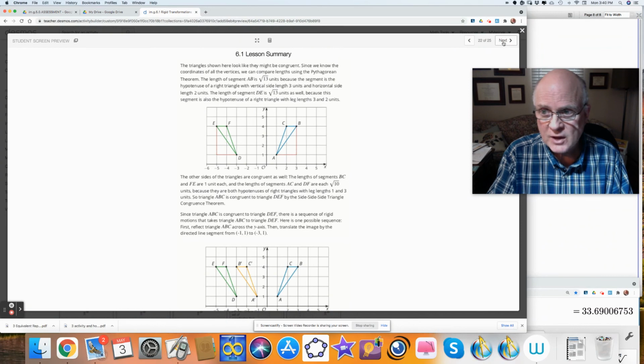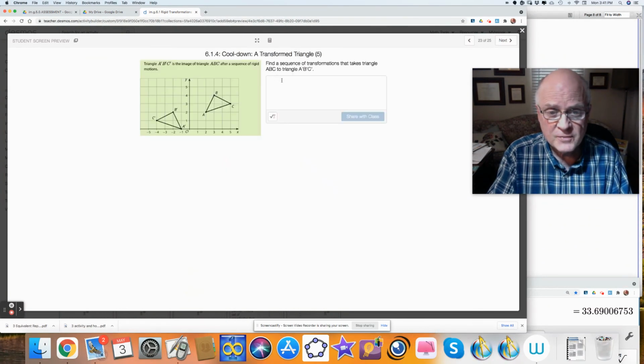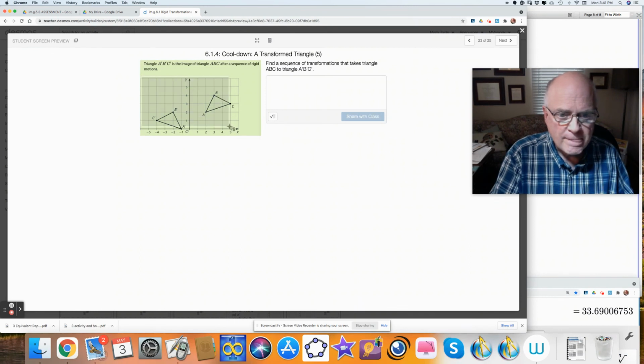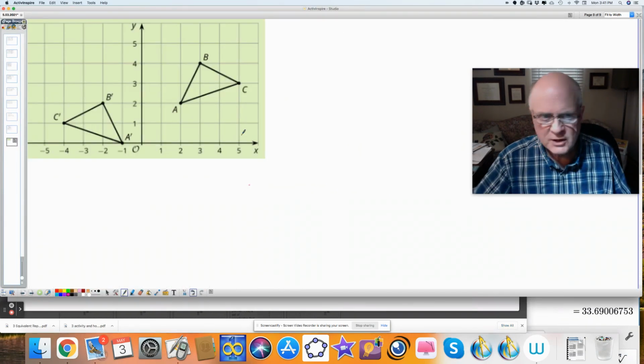There's a lesson summary, and it says these same things. You can read that on your own. And finally, we have these two triangles. If I were to take this, I'll just copy this over, and I'm going to describe for you a transformation that would map the one onto the other.